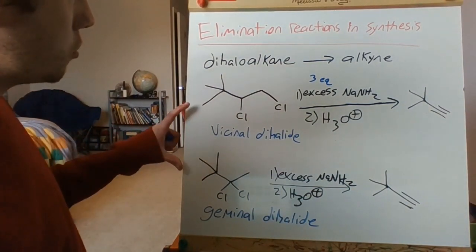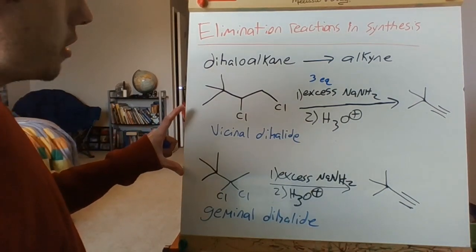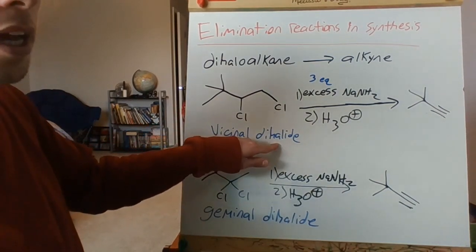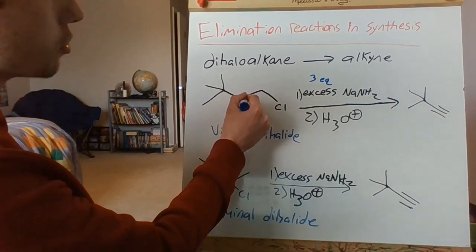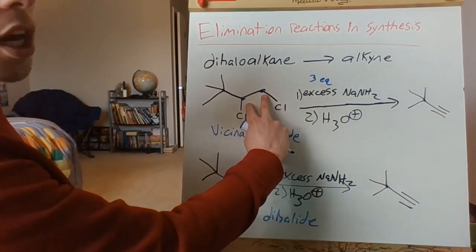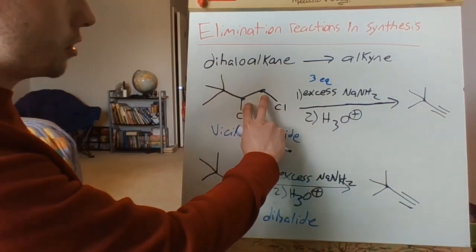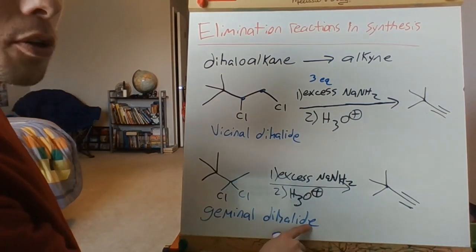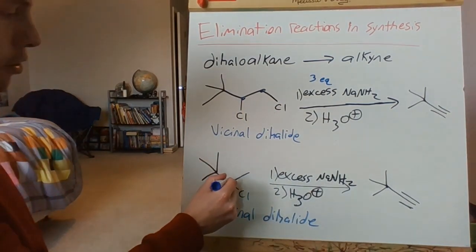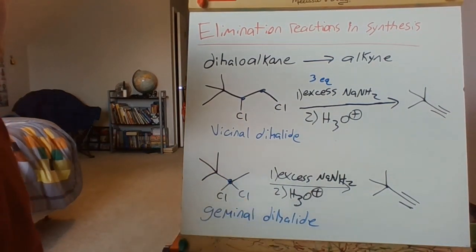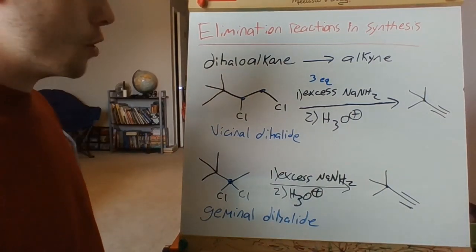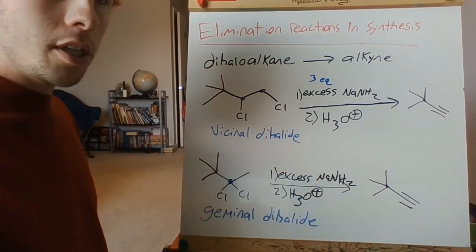So we see that we have two different types of dihaloalkanes. We have vicinal dihalides, where our halogens are on carbons that are next to each other. And then we call this a geminal dihalide, where the halogens are both attached to the same carbon. So let's walk through the mechanism for one of these.